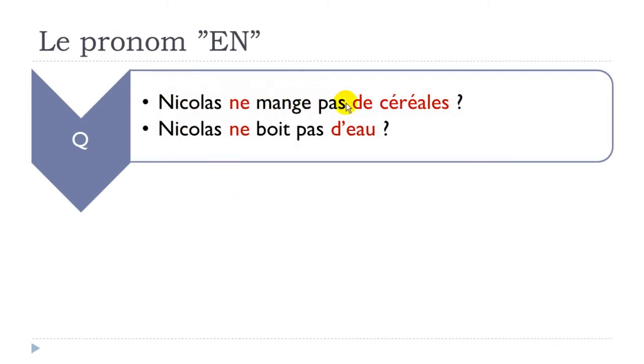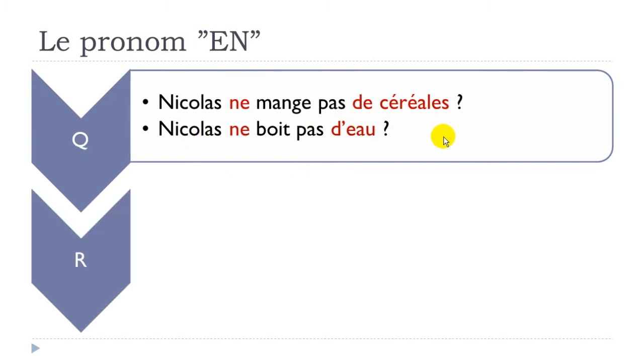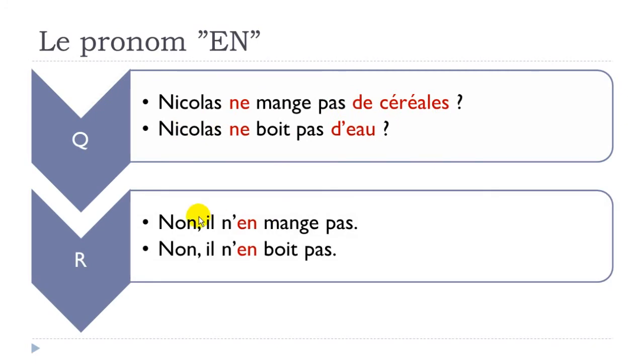Nicolas ne mange pas de céréales. Okay, so you get the question, but here you've got the ne and then the pas, so you know that it's negative. Nicolas ne boit pas d'eau. So let's see the answers. Non, il n'en mange pas. Non, il n'en boit pas.